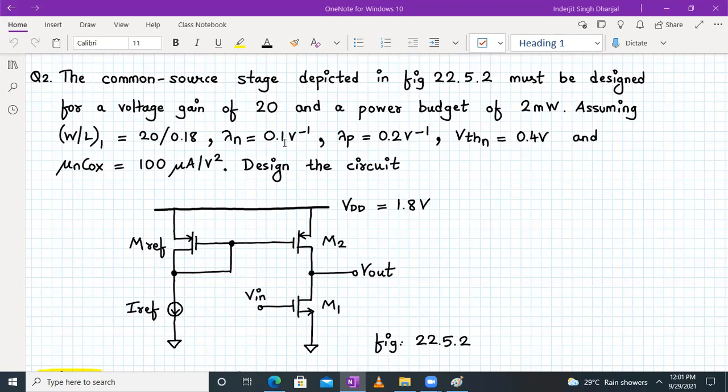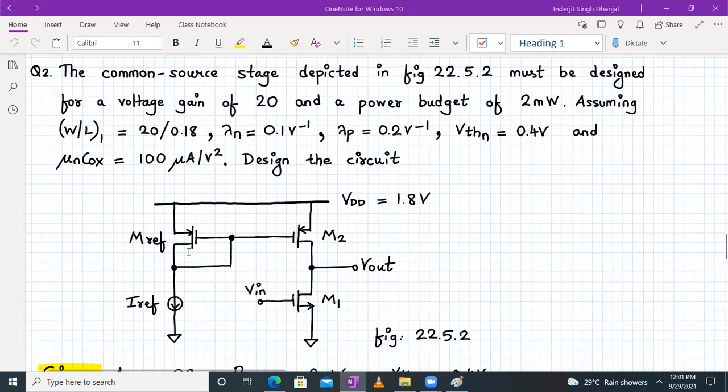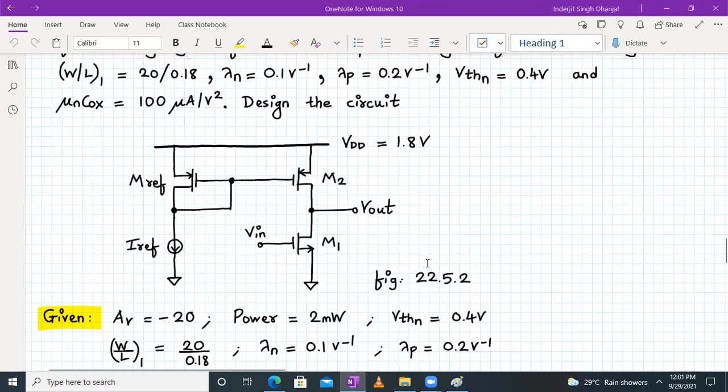So basically this type of design is a combo of your current mirrors as well as your amplifiers. That is your single stage integrated amplifiers. So let us begin with this design. I hope you have understood the numerical. We have to design this circuit in such a manner that your voltage gain is 20 and a power budget is 2 milliwatt, assuming the following parameters. So let us begin with the design.